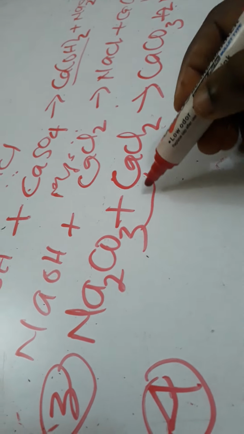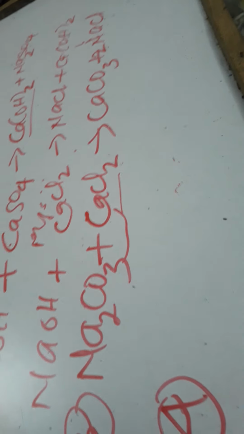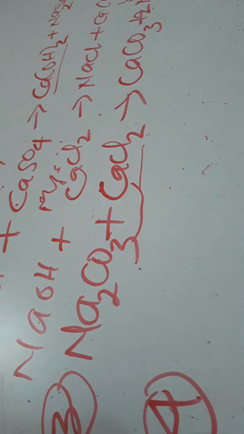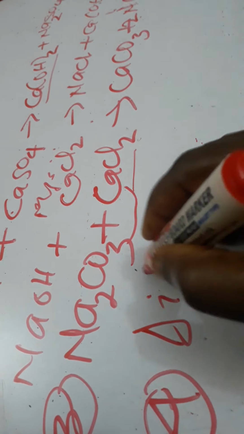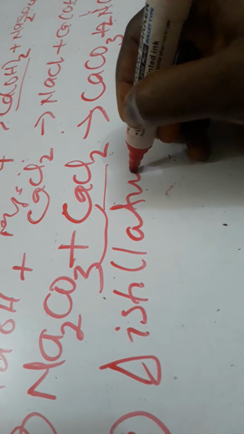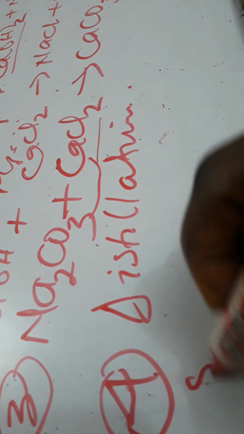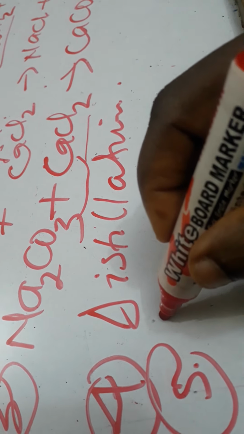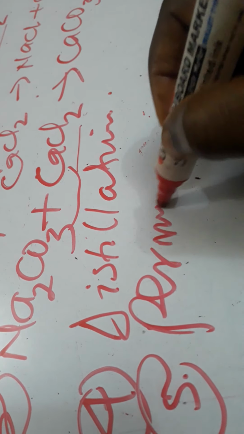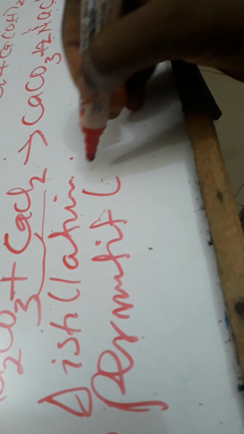Now, we also have the distillation method. When you heat the water and it reaches its boiling point, it passes through the Liebig condenser. It will condense in form of pure water, leaving the ions behind. That's simple distillation. And then the last method is the use of the permutit method, which is ion exchange resin.